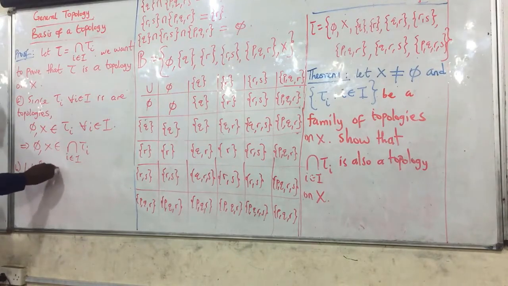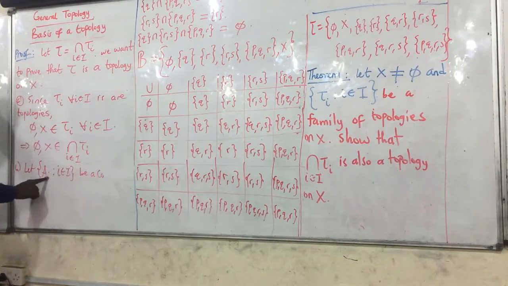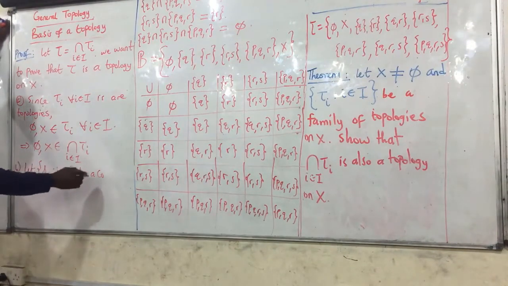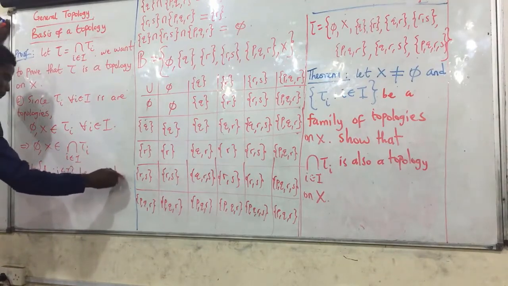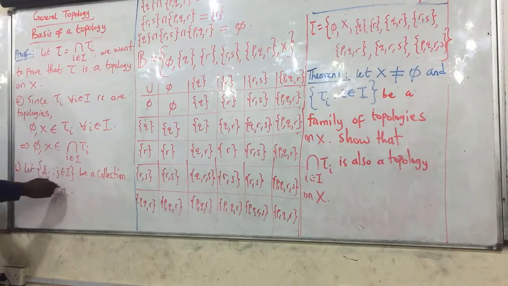Now let A_j, let's use j because we are using i here. Let A_j, where j is in J, be a collection. The empty set. Here is the X, the whole set now. By the definition of topology, X is the one that has all the Ti.